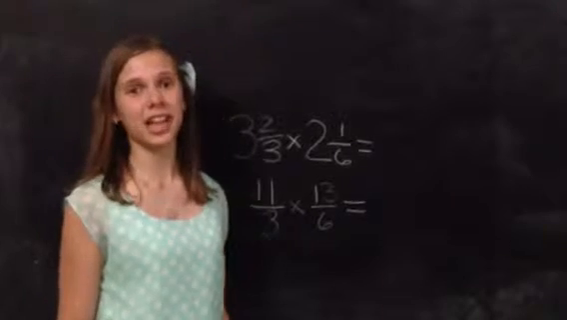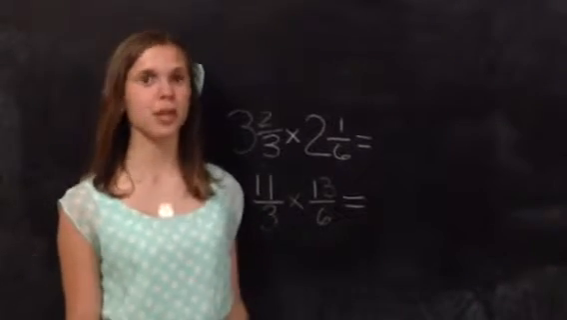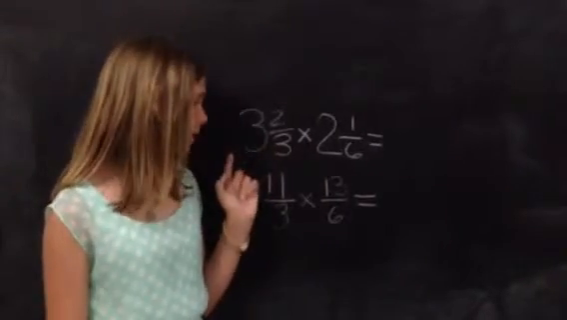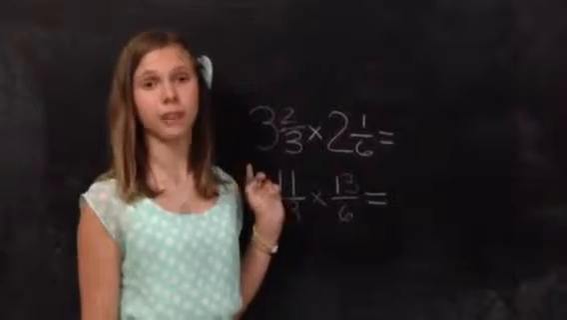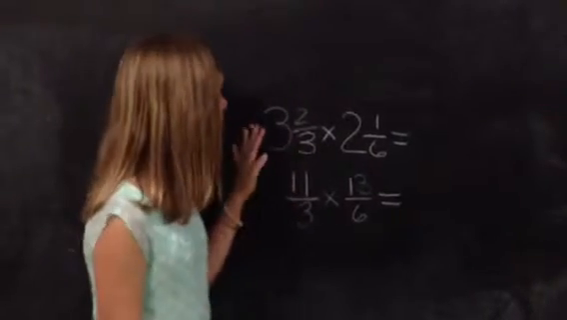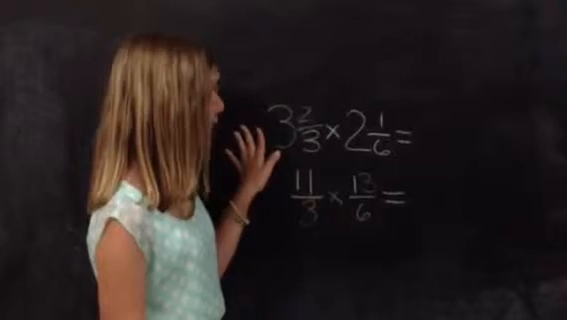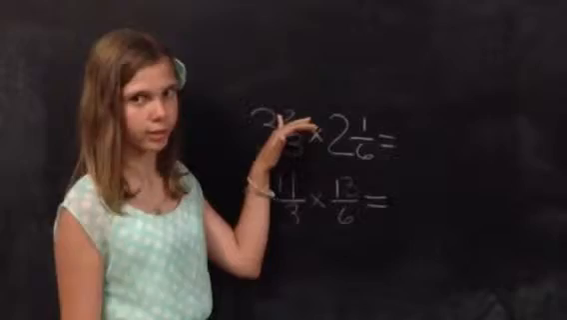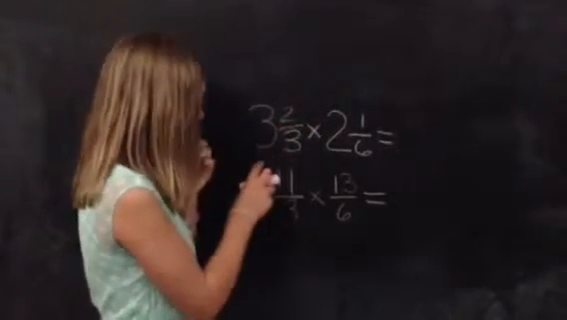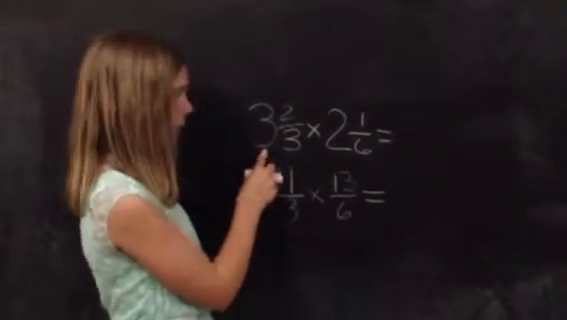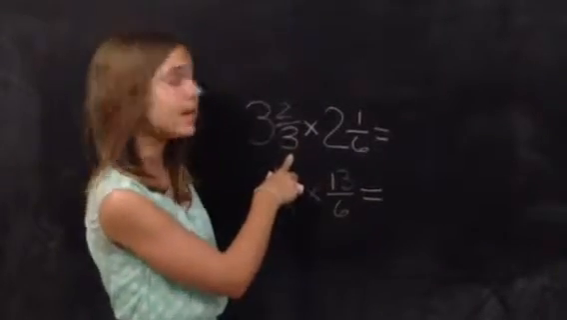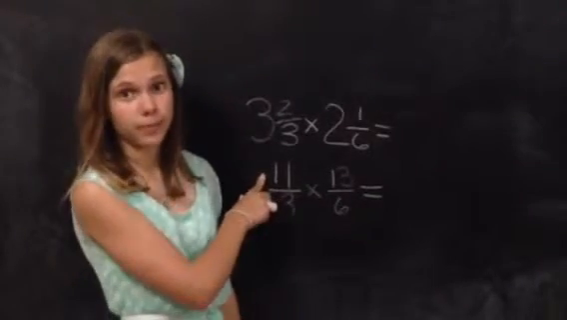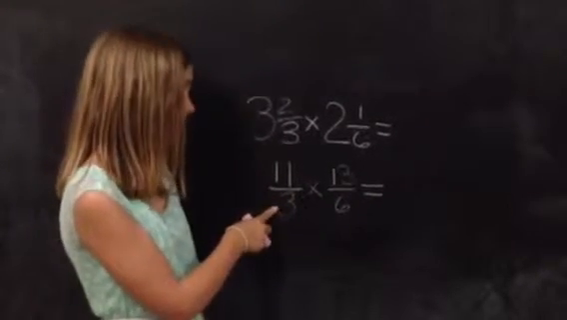Now we're going to learn how to multiply mixed numbers. Before you start, you want to convert your mixed number into an improper fraction. How you would do that is you get your whole number, multiply it by your denominator, then add it to your numerator. So we are going to multiply 3 by 3, which is 9, and then add 2, which is 11. And that's going to be your numerator. Your denominator is going to stay the same.